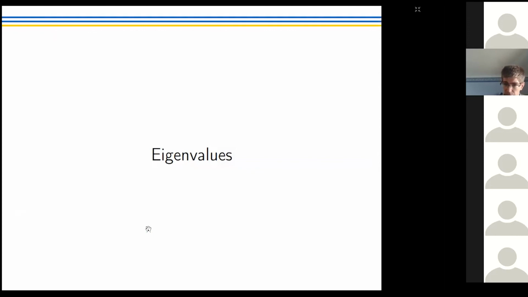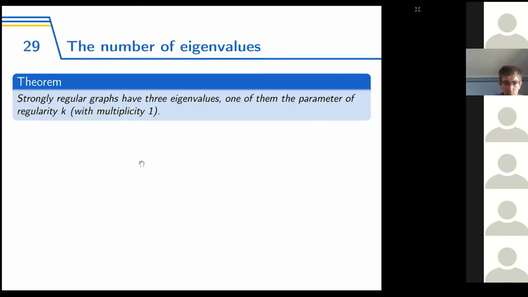So I have, I think, still 10 more minutes left. So at the end of this talk, which was mainly about constructions and about existence and non-existence, I want to tell you a few things about eigenvalues of these Neumaier graphs, of course. So we know strongly regular graphs have 3 eigenvalues. One of them is the parameter of regularity k, and this has multiplicity 1. We know this.